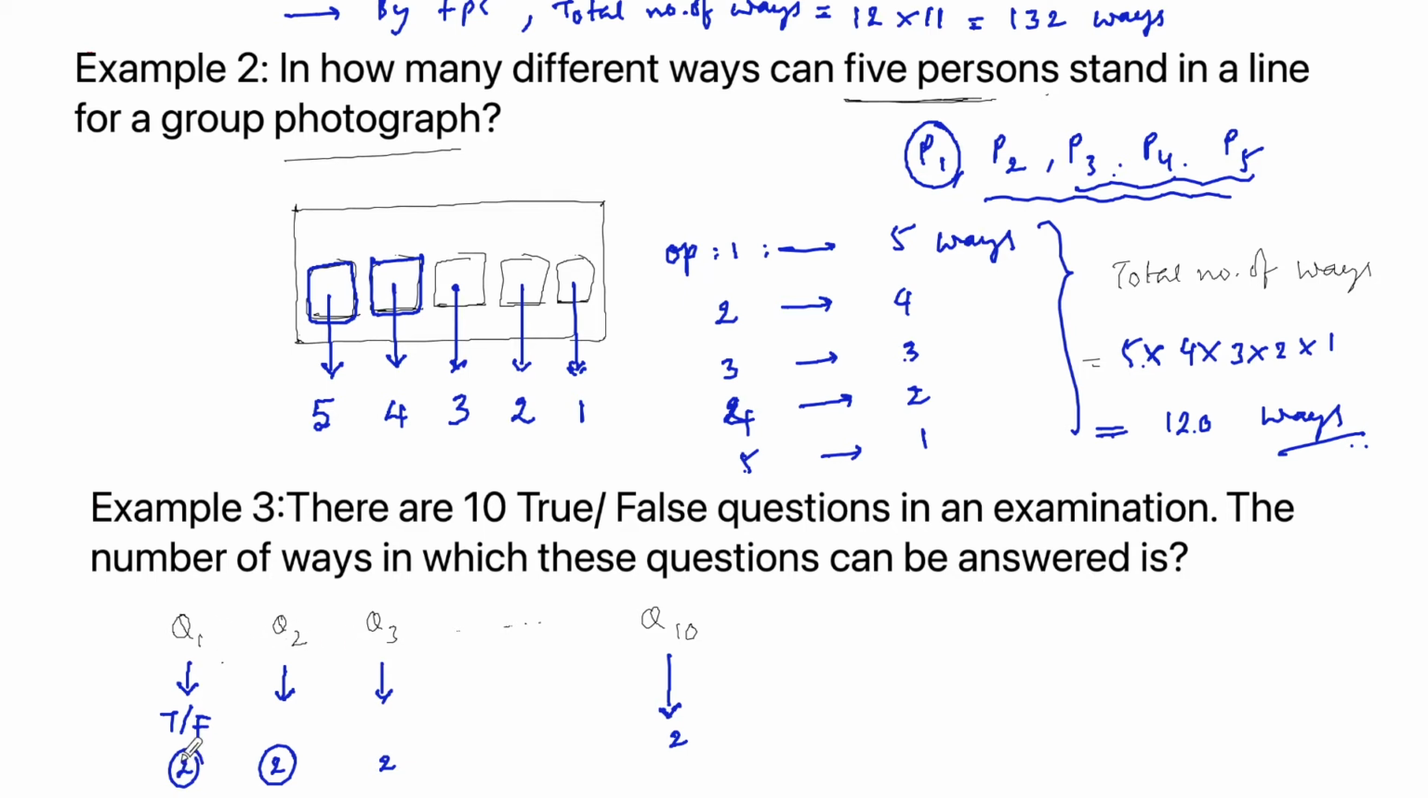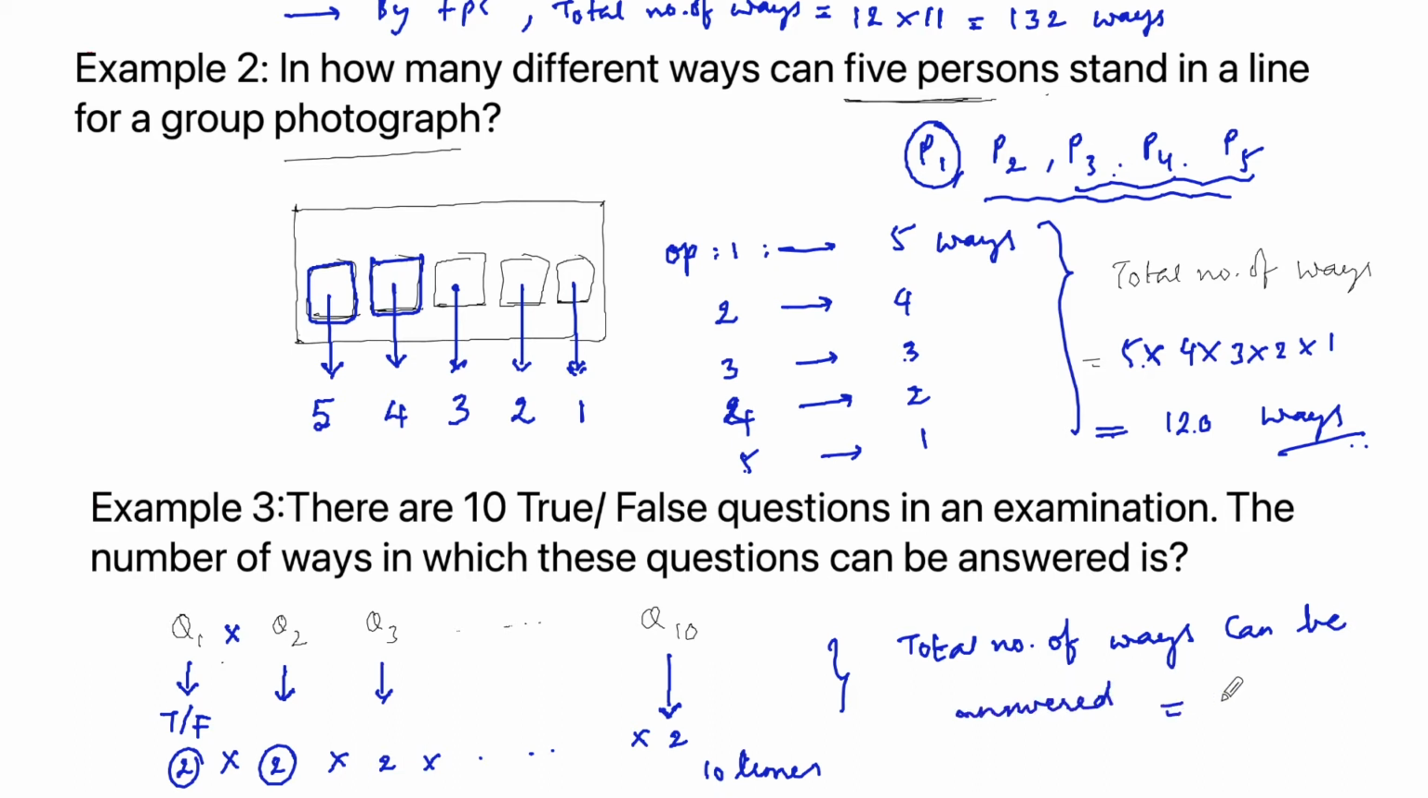So there are 10 operations here. The first operation can be done in two ways, and by the multiplication principle, the second operation gives 2 into 2. Again for the third question, two possibilities, and so on till question number 10. So the total is 2 into 2 into 2 and so on, 10 times. Therefore, by the fundamental principle of counting, the total number of ways these 10 true or false questions can be answered is 2 to the power of 10, which is equal to 1024 ways. By the multiplication principle, this is how we can solve it. Okay, correct.